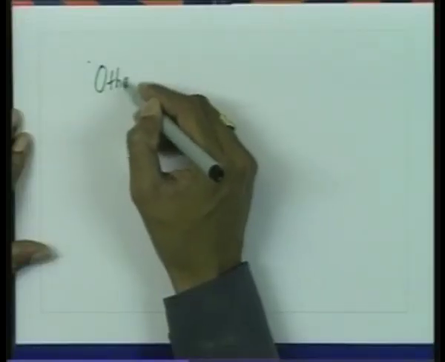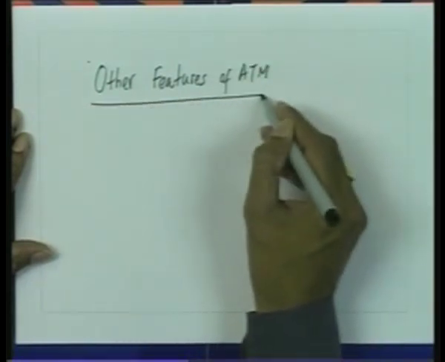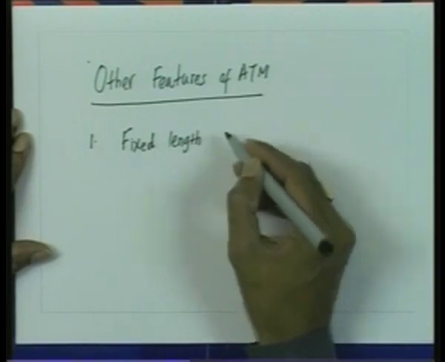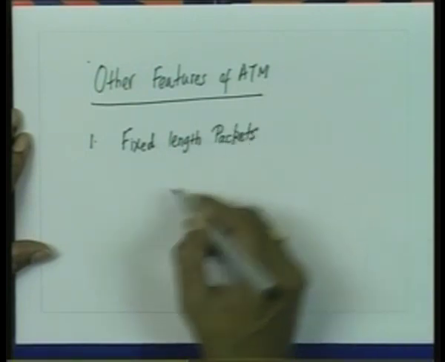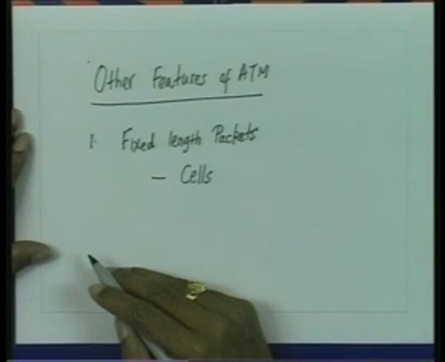One of the other features of ATM was that it uses fixed length packets, which are called cells. Now, why fixed length packets? The fixed length packet essentially simplifies switching and transmissions. That is why when the ATM network was first developed, it was thought that it may be better to have fixed length packets in terms of simplicity.